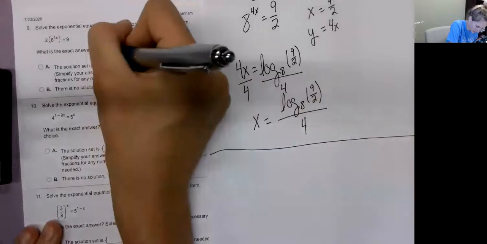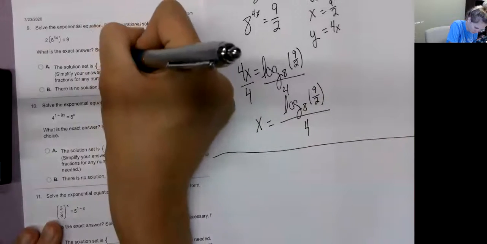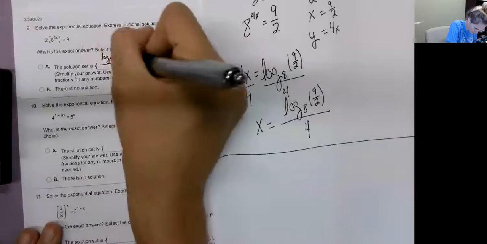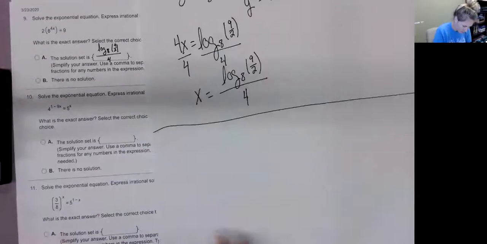I'm going to go ahead and write that over here. So log base 8 of 9 halves all over 4. All right, 10.